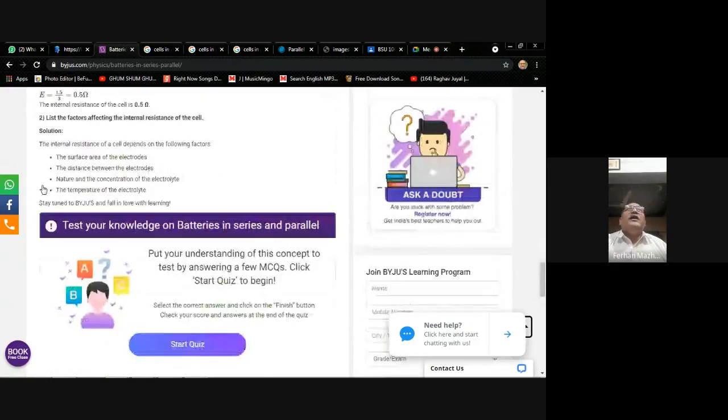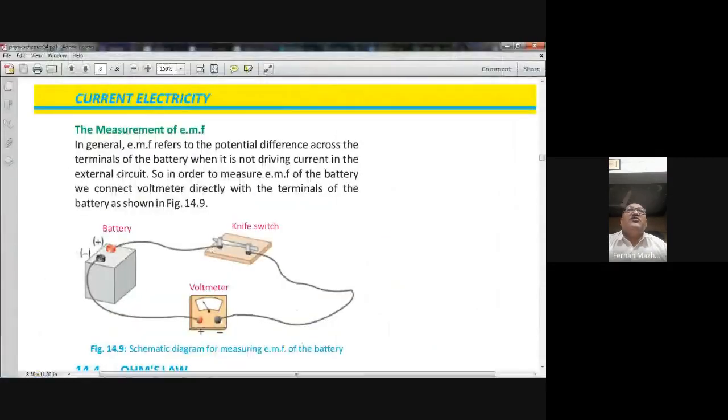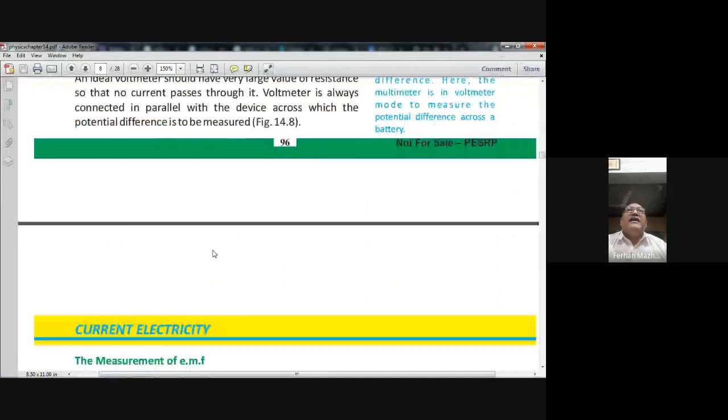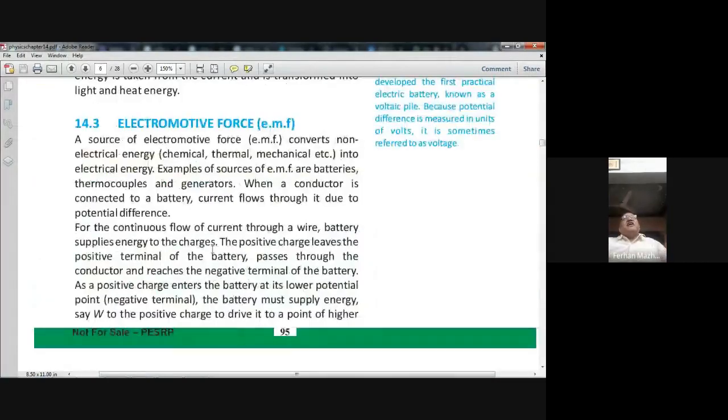Okay. So let me go back to where I was. So this is about the EMF. A source of electromotive force converts non-electric energy, chemical, thermal, mechanical, etc., into electric energy. Examples of sources of EMF are batteries, thermocouples, and generators. When a conductor is connected to a battery, current flows through it due to potential difference. For the continuous flow of current through a wire, the battery supplies energy to the charges.